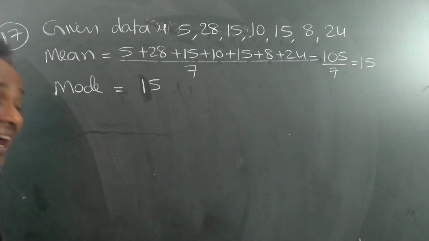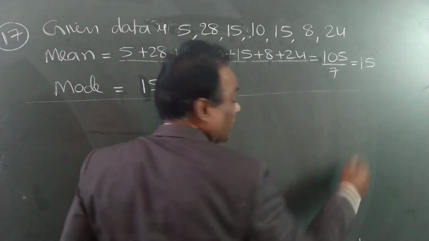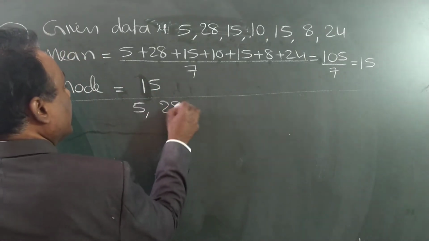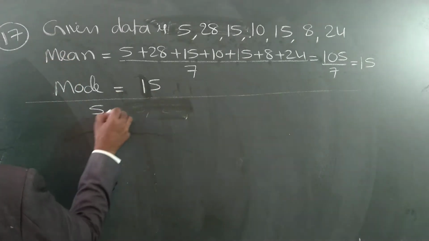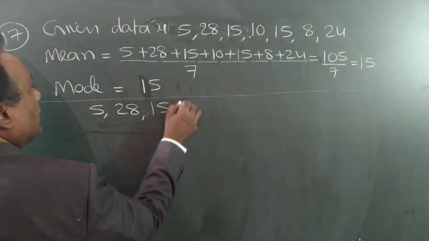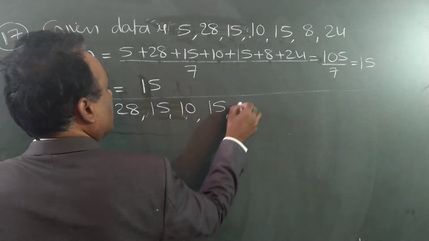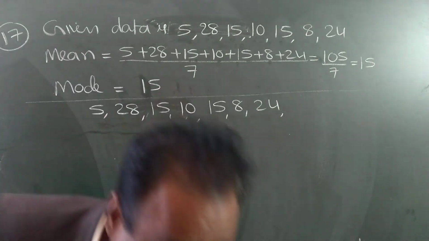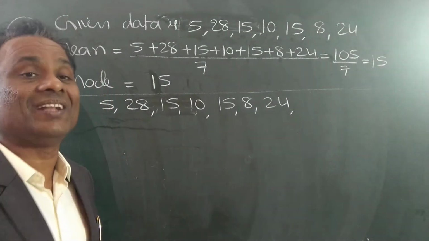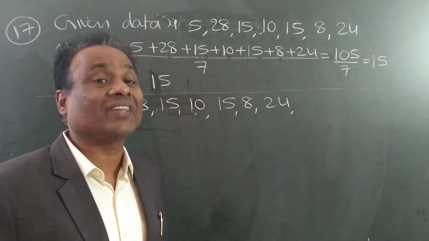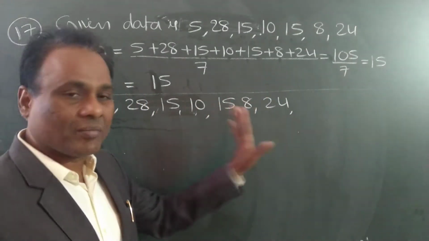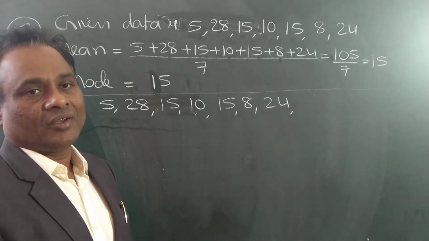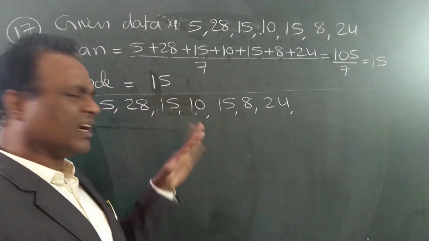But the actual question is a lot of confusion, students. The question is confusing. Given 5, 28, 15, 10, 15, 8, 24, 4 more numbers are added. 7 numbers are here, 4 numbers are written extra. What numbers? We don't know.